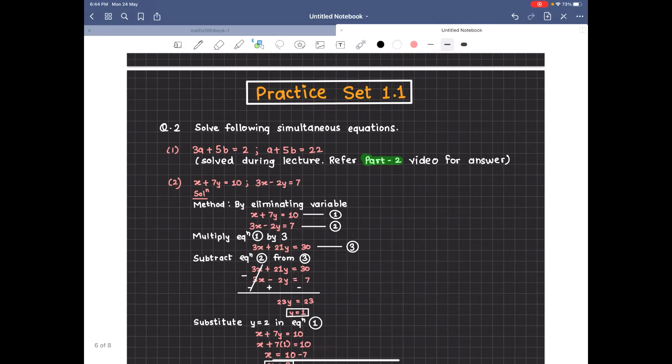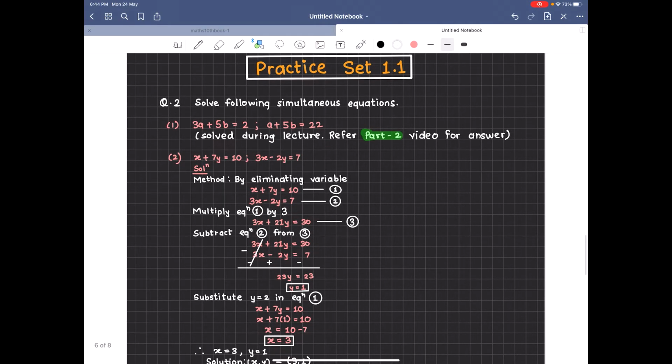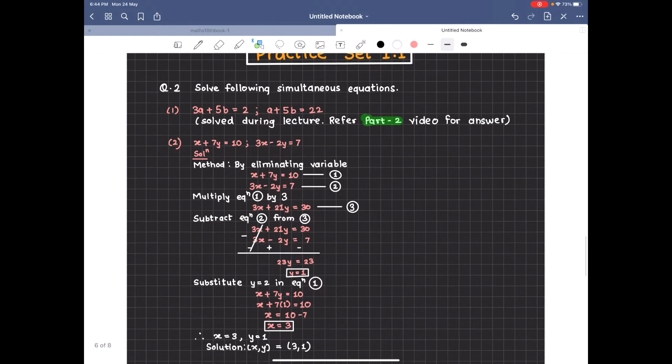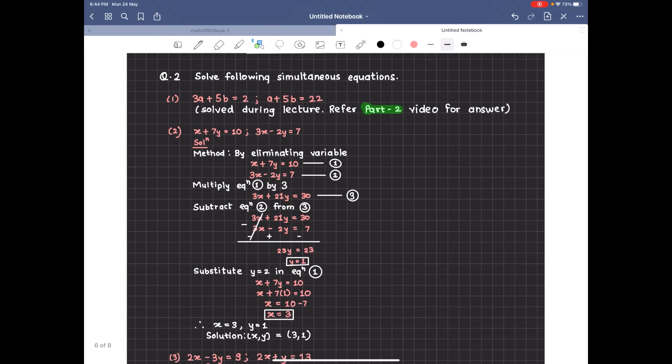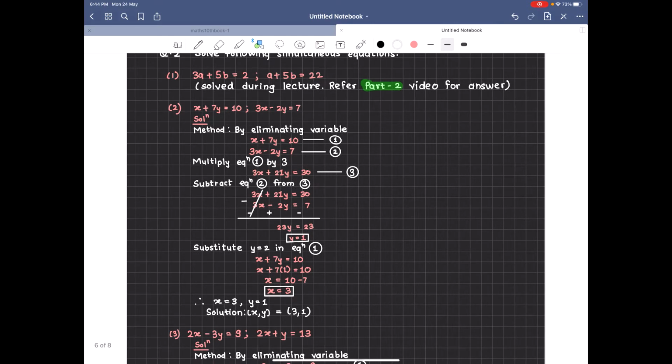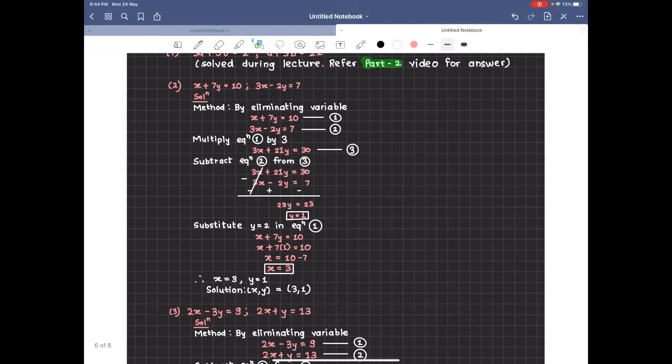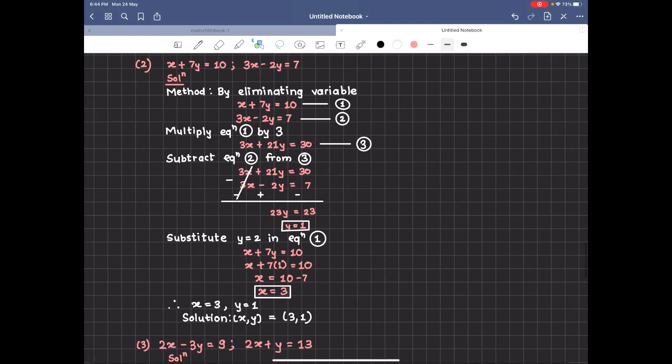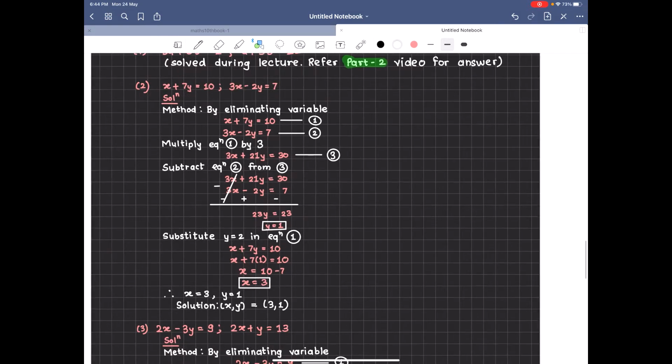You can see this is practice set 1.1. In that, question 1 is already solved in our video. Now question 2. Here problem 1 is solved during the lecture. You can refer to the part 2 video, that is the second video of our channel. Then the second problem, x plus 7y is equal to 10 and 3x minus 2y is equal to 7. I have solved the whole problem in a proper way, so you can check it.